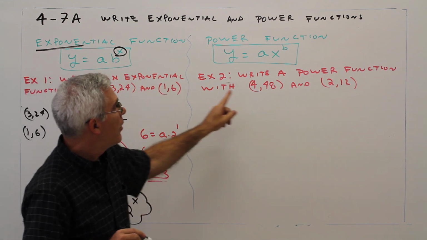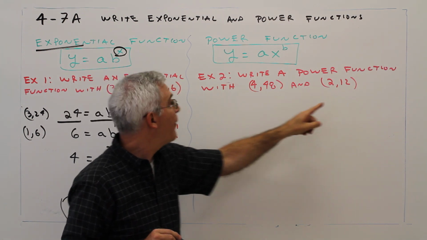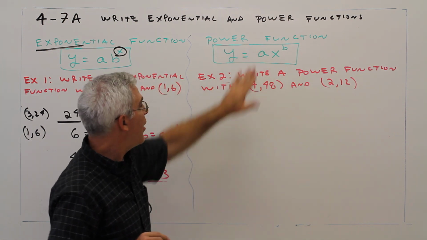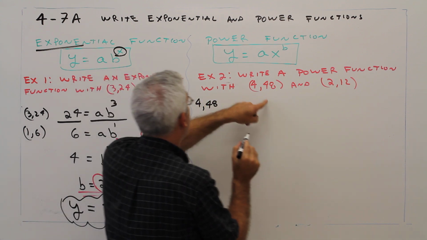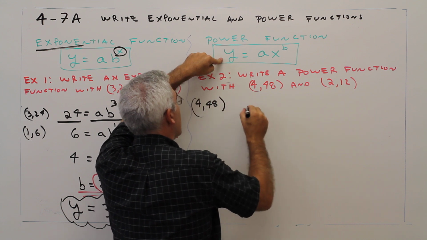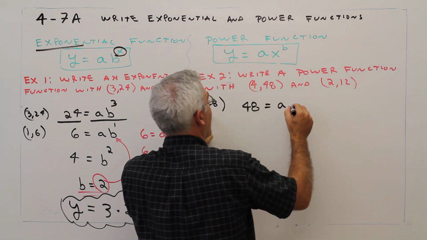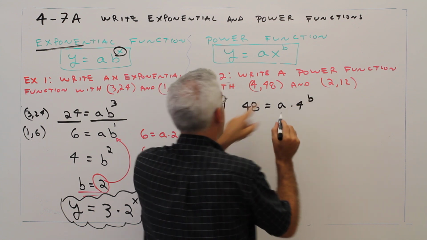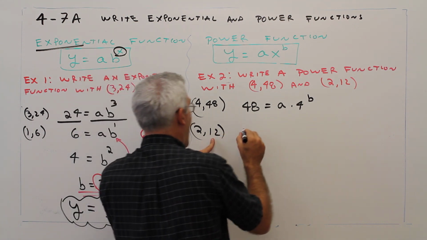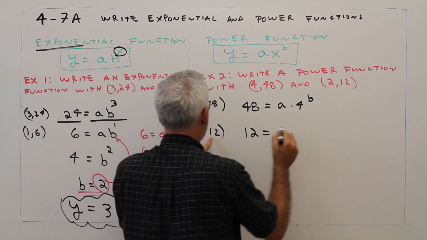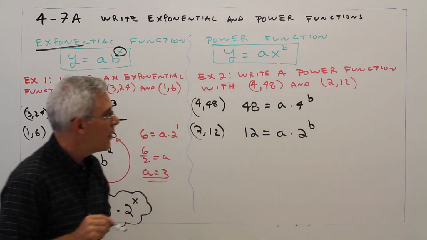Second example, write a power function through 4, 48 and 2, 12. So I'll use this template here. So again, using 4, 48, the y value, 48 equals a, x value, 4 to the b. Using 2, 12, the y value, 12 equals a times the x value, 2 to the b.